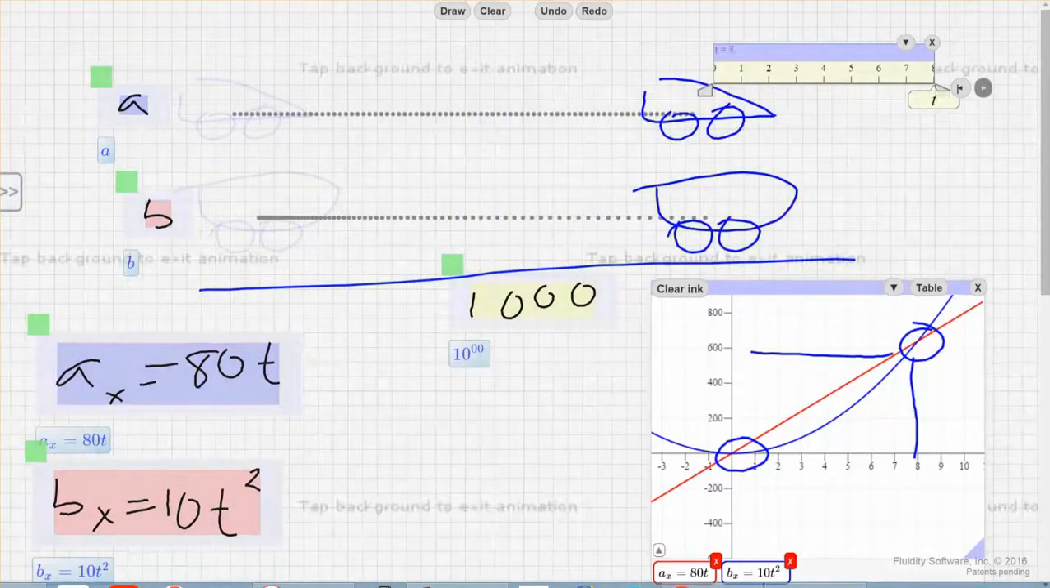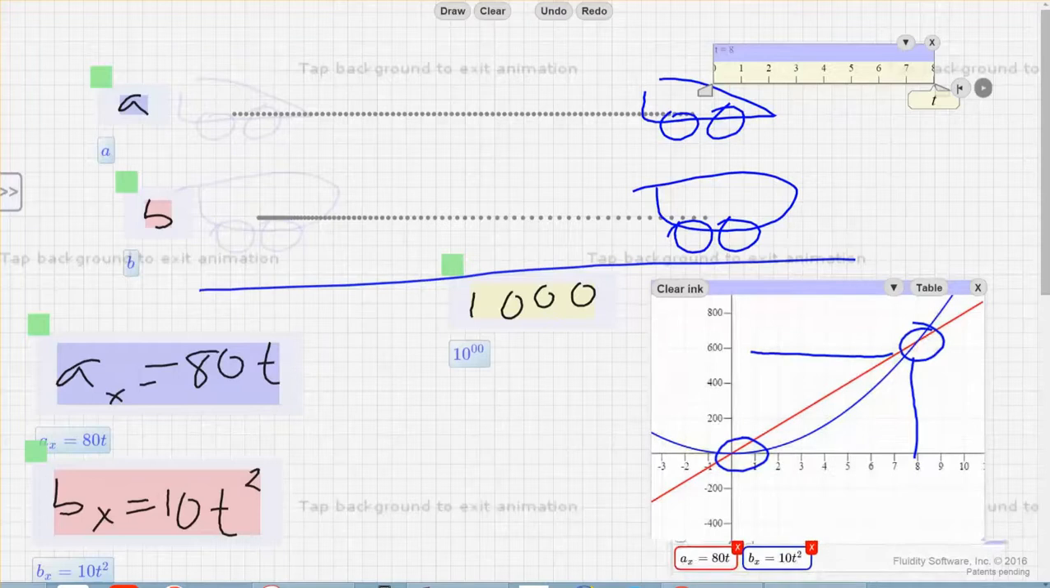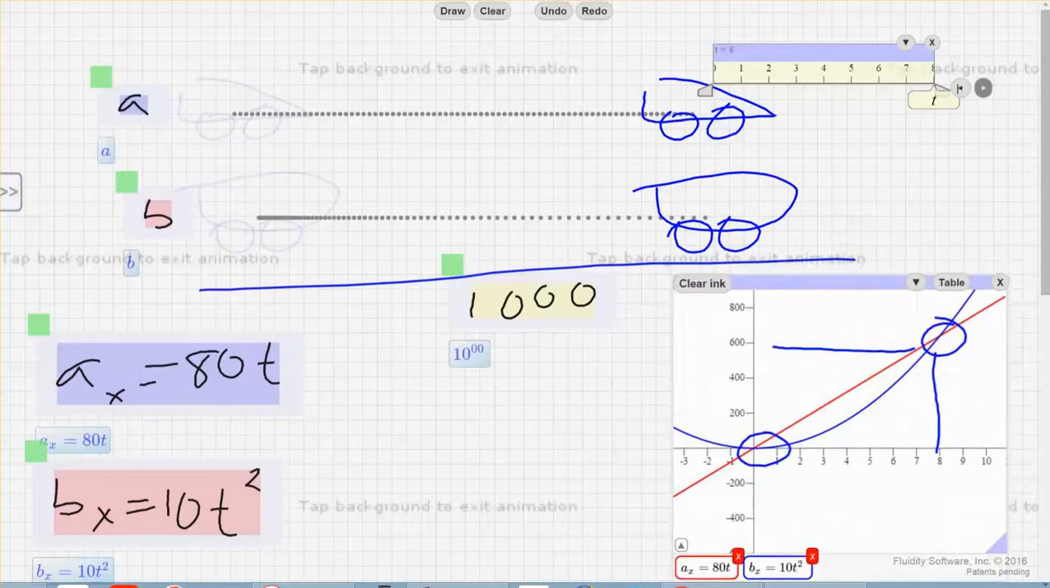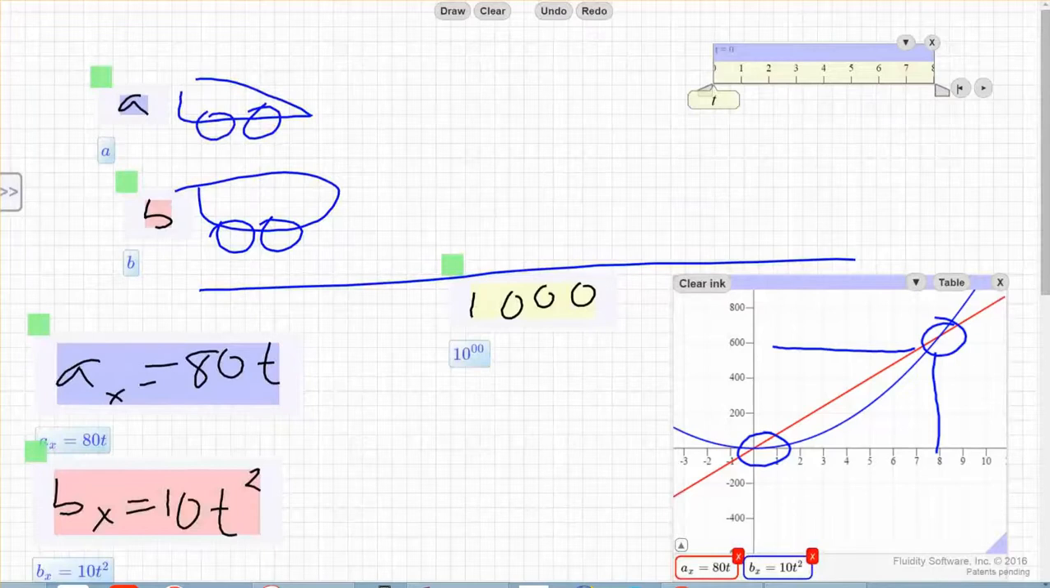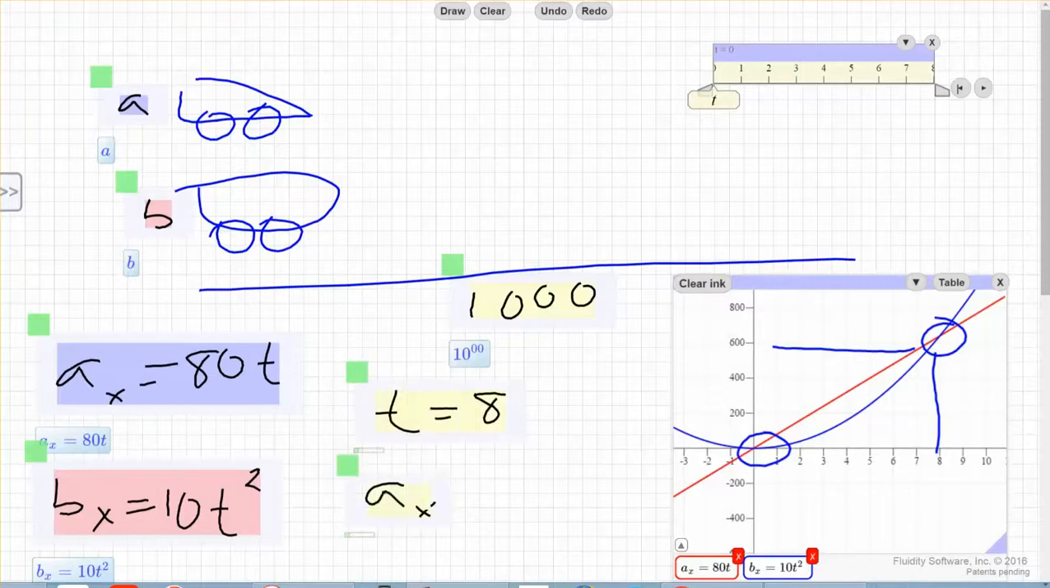When I run it this time, with the end time being 8 instead of 10 seconds, it looks like that's about where the cars meet up. And this is a good time to say, well, visually isn't good enough for mathematics. We want to know exactly when they caught up. And we can do that by substituting values. So if I say t is equal to 8, what is the value of a sub x, and what is the value of b sub x?